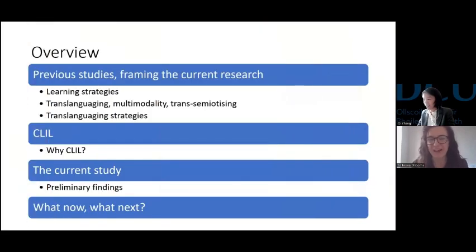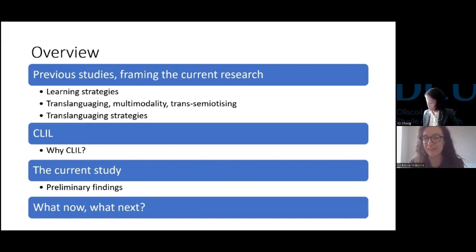In terms of how I'm going to talk about this topic in my slides today, first I'll give you an overview of previous studies and how the current research is framed in terms of learning strategies, moving on to translanguaging, multimodality, and trans-semiotizing, and how they relate to each other and differ from each other. And then we'll look at translanguaging strategies. A separate part to that is the notion of the CLIL classroom, so the content and language integrated learning classroom. So we'll look at why the CLIL classroom was chosen for this study.